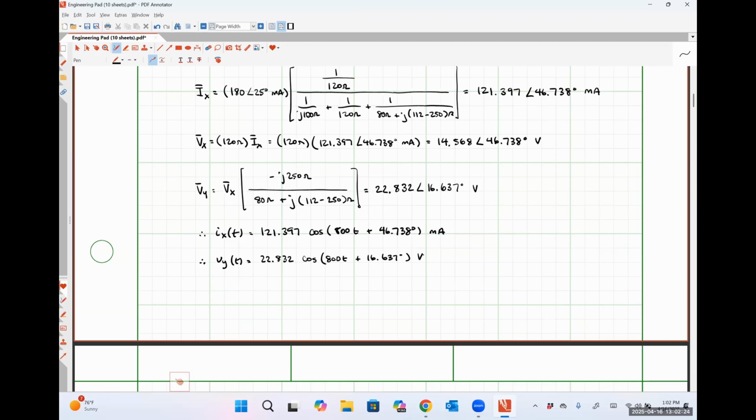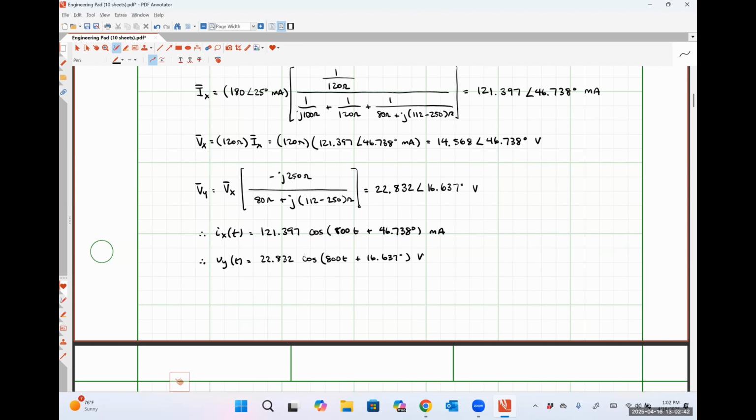So if I ask you for a time domain signal, I expect you to convert it back into the time domain. If I ask you to give me a phasor voltage or current, then leave it in the frequency domain. So it entirely depends on what is asked of you.